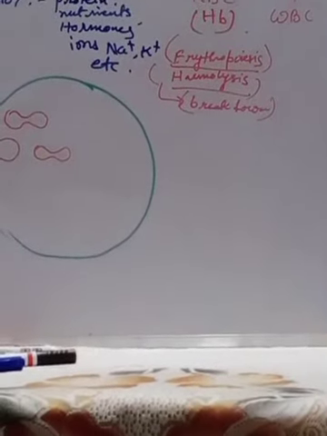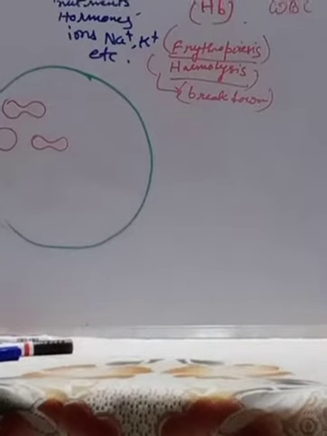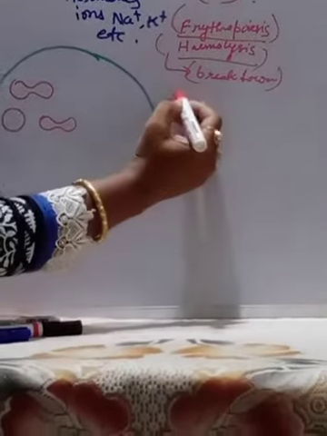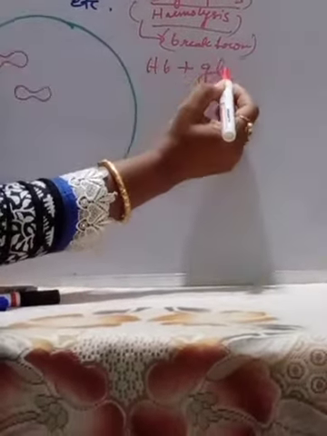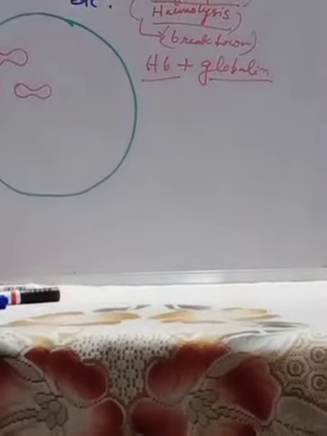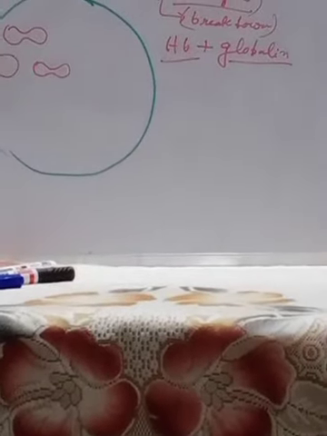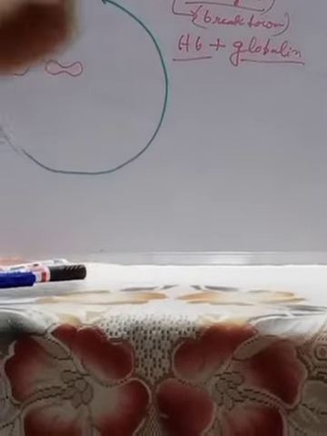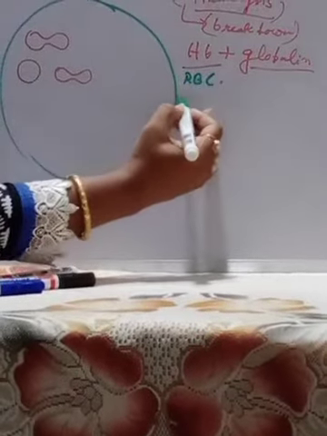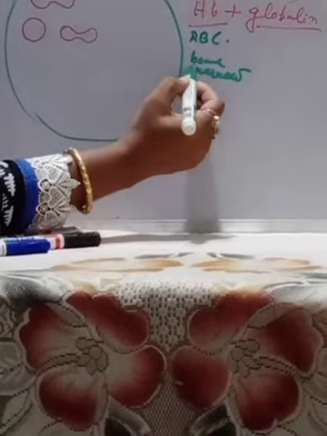Now, what is the fate after RBC is broken down? It is broken down into two parts, as we know that RBC has the hemoglobin part and the globulin part. Then what is the fate of these two parts? What happens to both of them? The hemoglobin is again utilized by the bone marrow for the formation of RBC. Who utilized it? The bone marrow utilized it again for the formation of the RBC.